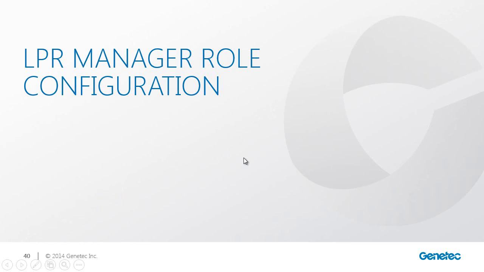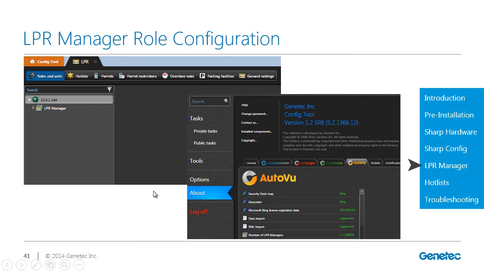Okay, so now that the Sharp units are set up, we can go into Security Center and look at the LPR Manager role and add the Sharps to the system. Once we connect to the config tool and we open the LPR task that we've done here, we should see a default LPR Manager role created under the Roles and Units section by default right here. Now if you don't have this, take a look in your license, so you can go to the home page and go under About, and make sure that you do have the AutoVu component included in your license.